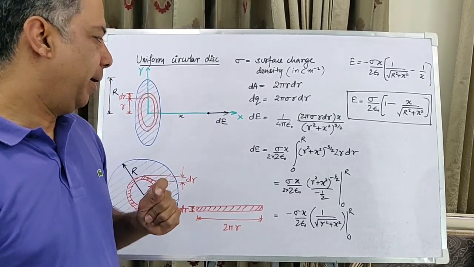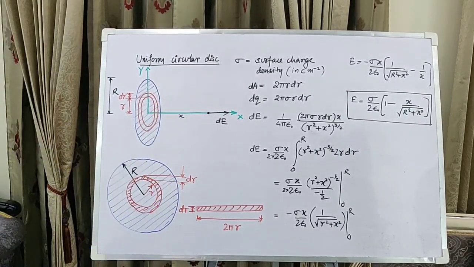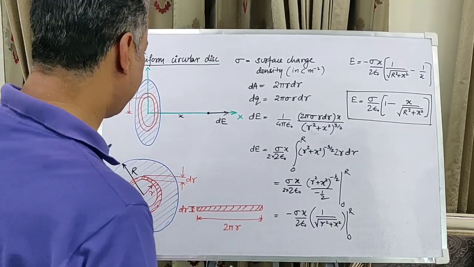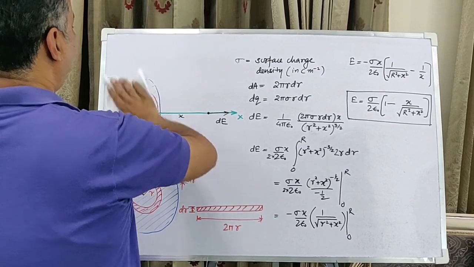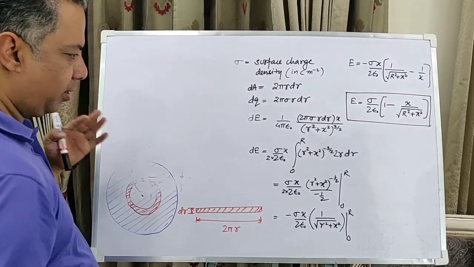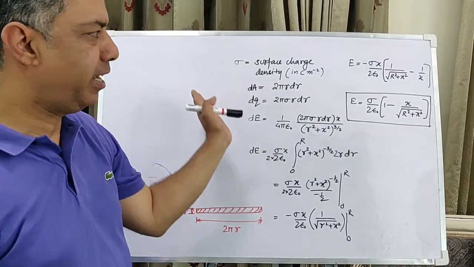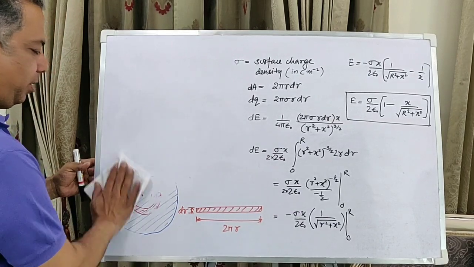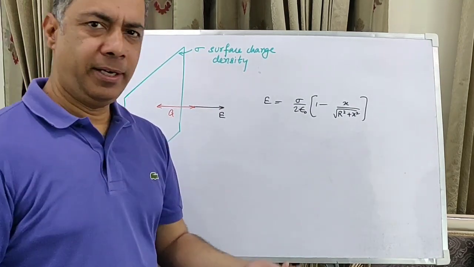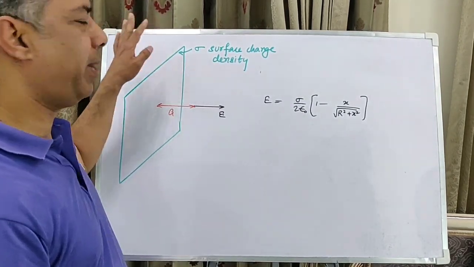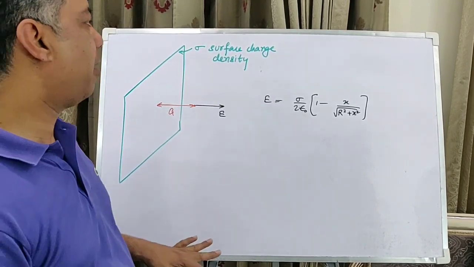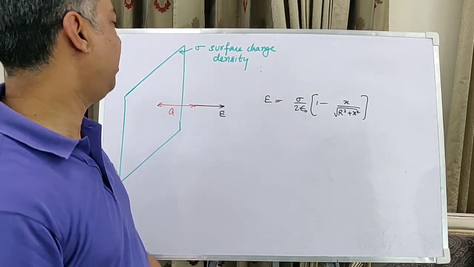And now we move on to the next case, and that is the case of an infinitely large plane sheet of charge. Now what's an infinitely large plane sheet of charge? Think of this board and extend it infinitely in all directions. Now you extend this board. So now we are discussing the case of an infinite plane sheet of charge. Now we have an infinitely large plane sheet of charge with a surface charge density sigma.